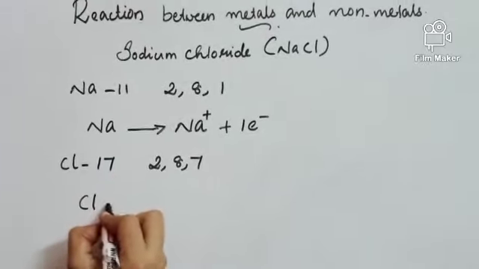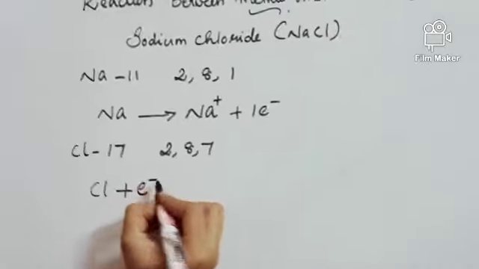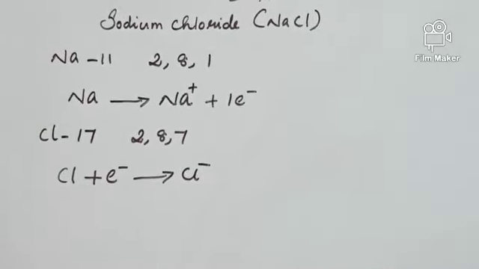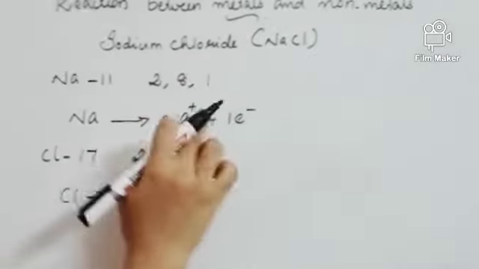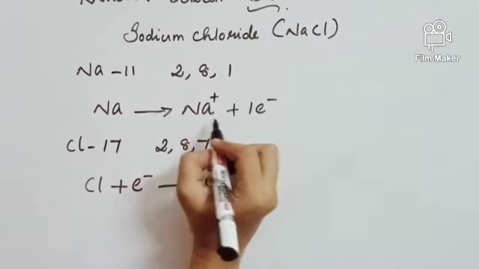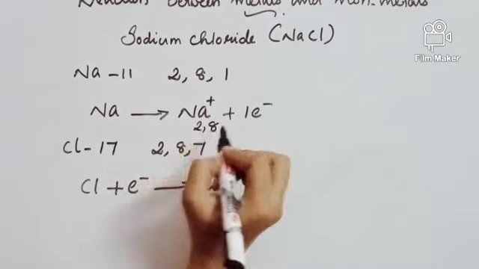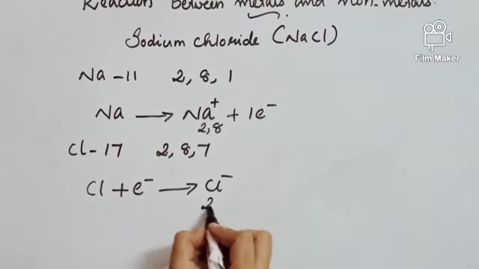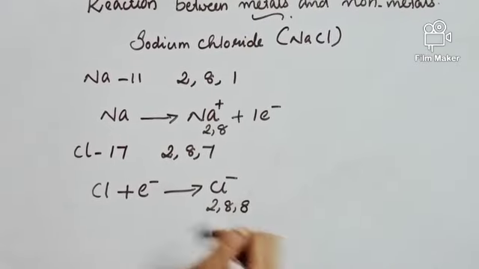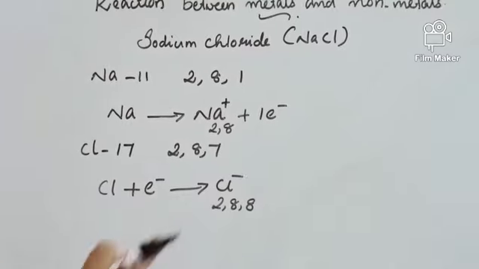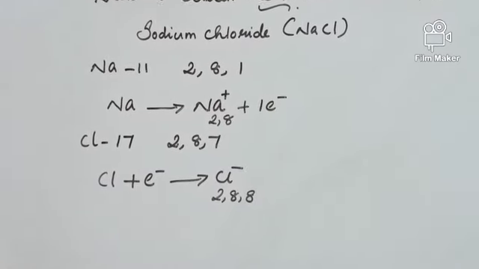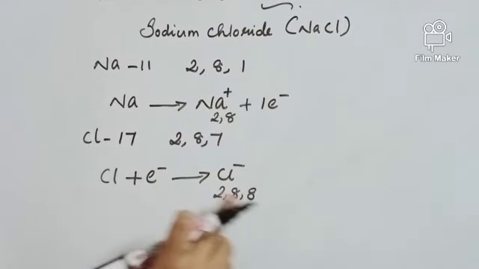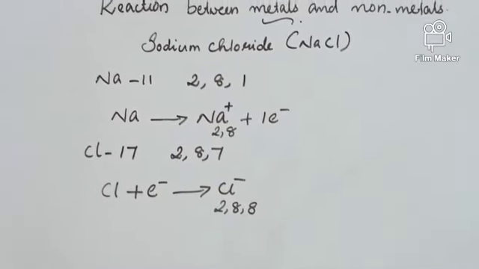Therefore chlorine will gain one electron and become Cl-. So here, when sodium loses an electron, Na+, the electronic configuration becomes 2,8. Here, when chlorine gains an electron, the electronic configuration becomes 2,8,8. Now both sodium and chlorine attain stability. Sodium attains stability by losing one electron and chlorine attains stability by gaining one electron.